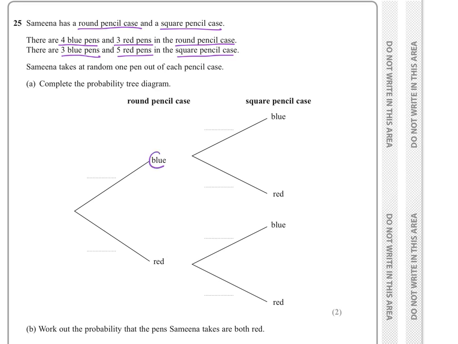So to pick a blue pen out of the round pencil case, we've got to be looking at a total of 7. And how many blues are there? Well, there are 4. So that would mean that we had the 3 red. Now we've got to see what happens with the square pencil case once we have chosen, say, this option first. Well, if we look in the square pencil case, there are a total of 8 pens altogether.